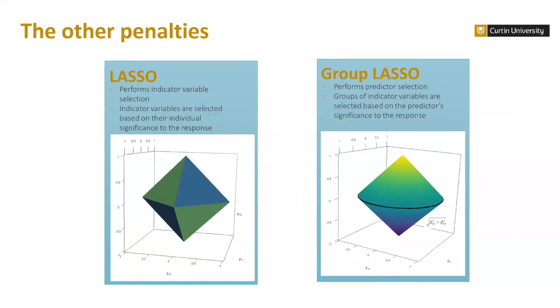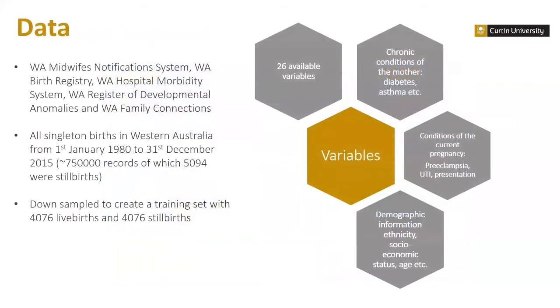And it just allows for slightly more interpretable models. Now, the data that we're going to use was kindly provided as part of a larger study. And it's sourced from the WA Midwives Notification System, the Birth Registry, Hospital Morbidity System, Register of Developmental Anomalies, and the Family Connections database. So an incredibly rich source.